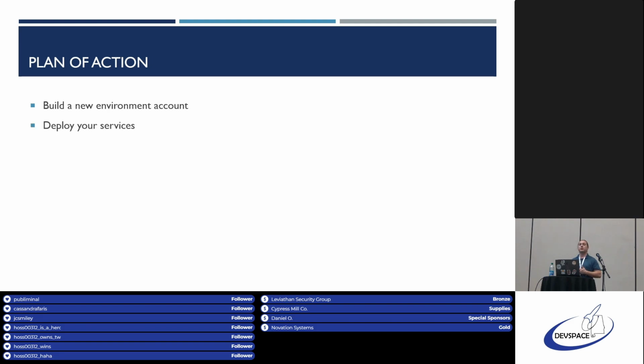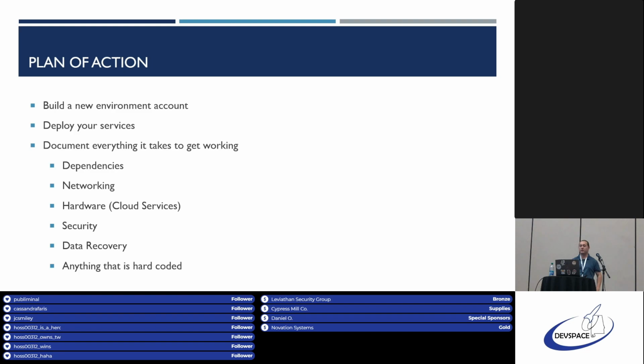Next, deploy your services. Deploy them rapidly. Build CI/CD pipelines. See how they're going to work. Document this stuff very well. And when it's working and you have all the dependencies, you know what the network, the hardware, the security, the data recovery looks like, anything that is hard-coded, you need to know all of that. And when you have that really well documented, start syncing with your team to build a strategy to automate this stuff.